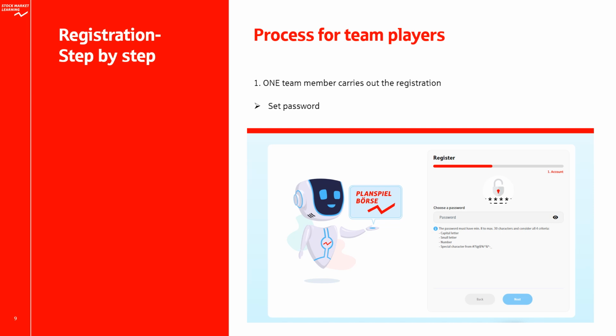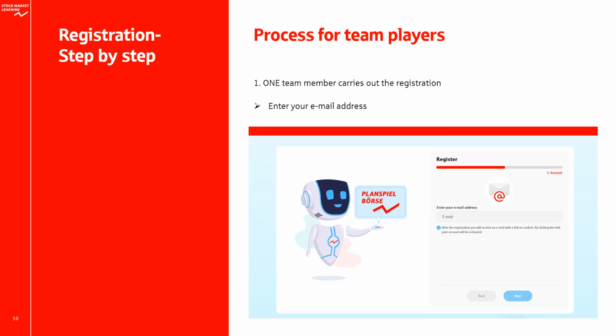After the team name has been entered, the person who is currently registering as the team leader sets a password. Follow the instruction regarding the criteria. Once this has been done, the correct email address must be entered so that the user account can be activated later.